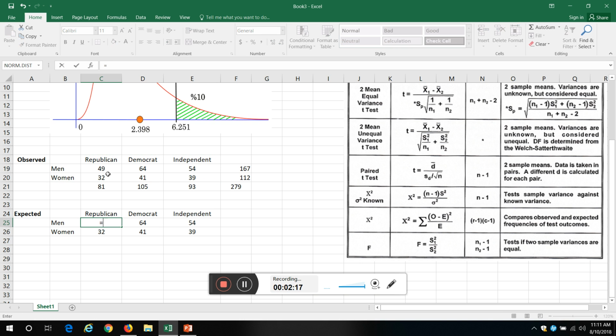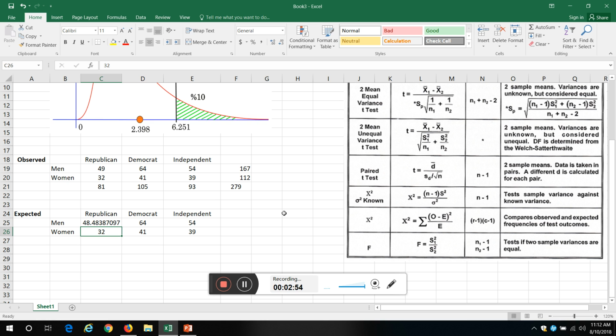Out of Republicans, I would expect 81 out of 279 to be Republican. I want to multiply that by my total men. So I'm doing 81 out of 279. That will give me my ratio of Republicans for the whole group. I want to multiply that by the total number of men. So I'd expect to get 48.48 men to say they're Republican, if they're the same as women.